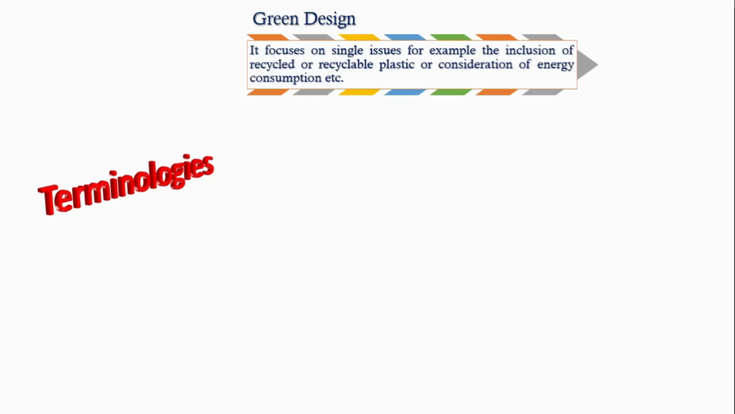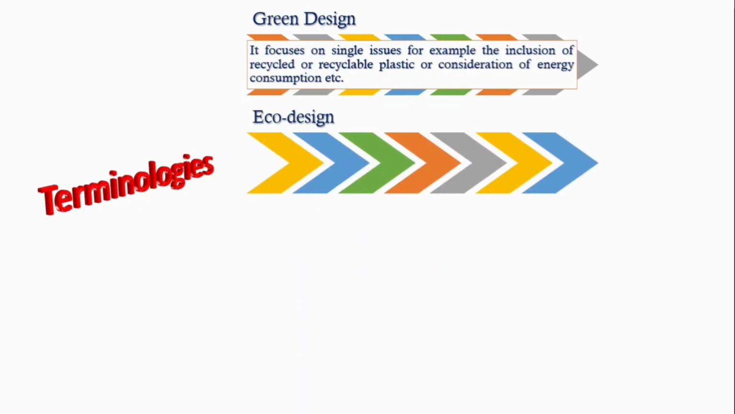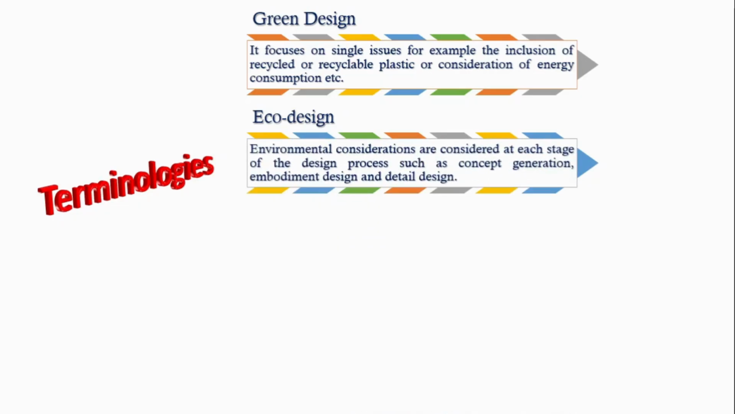Now comes the second terminology, and what is that? Eco design. What is the meaning of eco design here? In eco design, environmental considerations are considered at each stage of the design process. The design process basically consists of three phases. The first phase is concept generation. The second step is embodiment design, which includes product architecture, parametric design, as well as configuration design. And the last phase is detailed design.